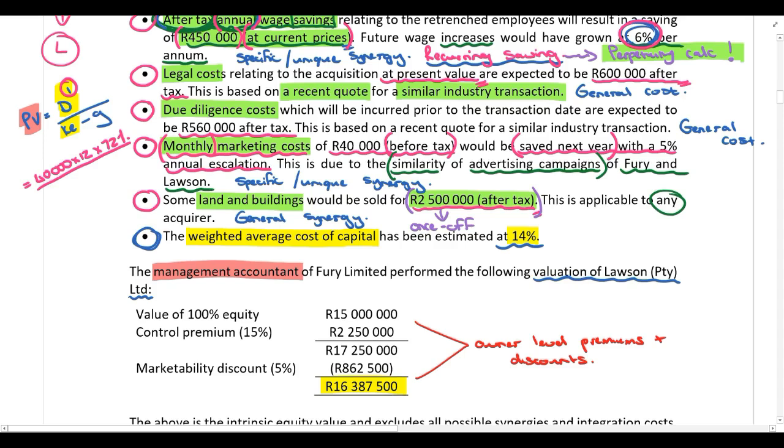With the monthly marketing costs, you've been given the amount that will be saved next year already, so you already have the future expected saving. So please don't increase that by the growth rate. You now divide by the WACC of 14% minus the growth of 5%. Right, because you were specifically told that the monthly marketing costs will have a 5% annual escalation. And that will give you the present value today.